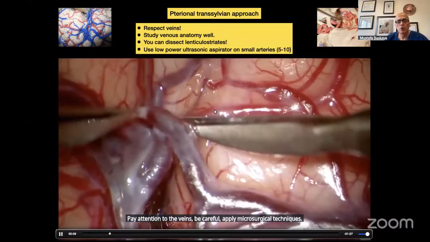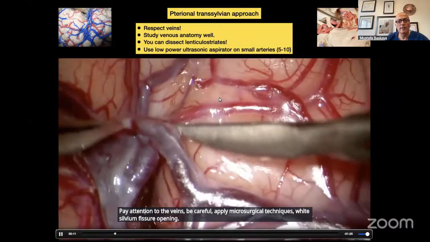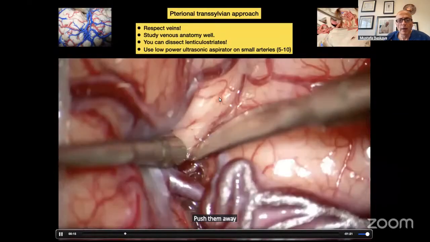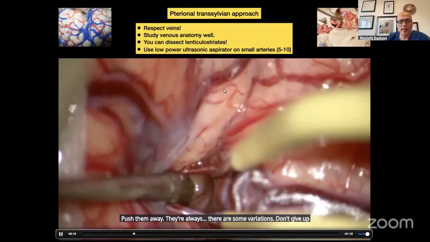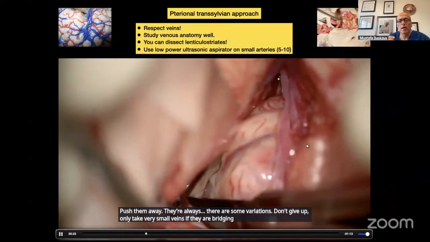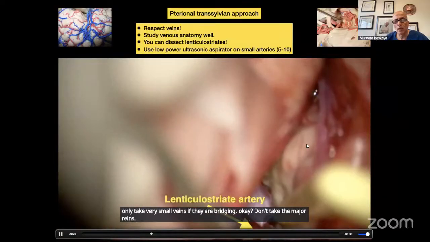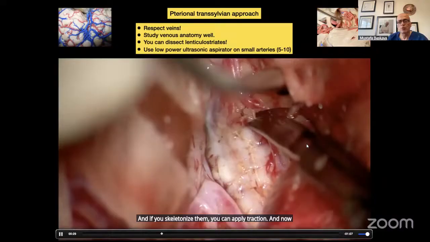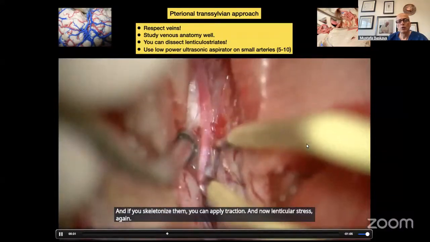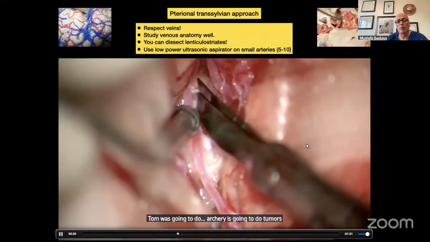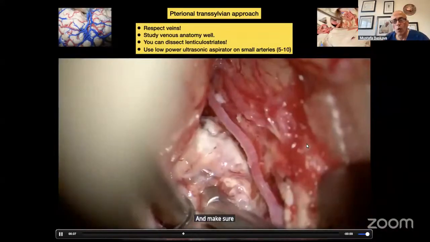Wide sylvian fissure opening. Mobilize the veins away from your field. Push them away. There are some variations. Don't give up. Only take very small veins if they are bridging. Okay, don't take the major veins. And if you skeletonize them, you can apply traction. And now lenticulostriates. Again, the arteries going to the tumors, I take one by one and make sure they are not long perforators.